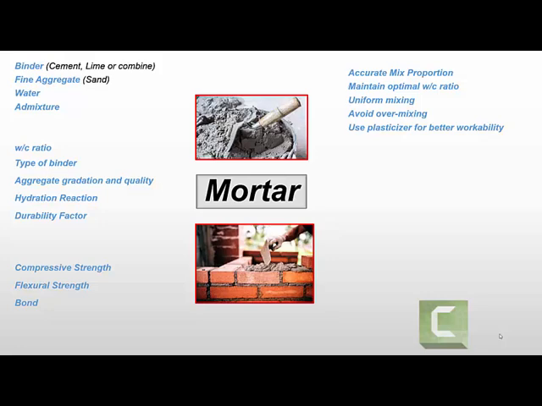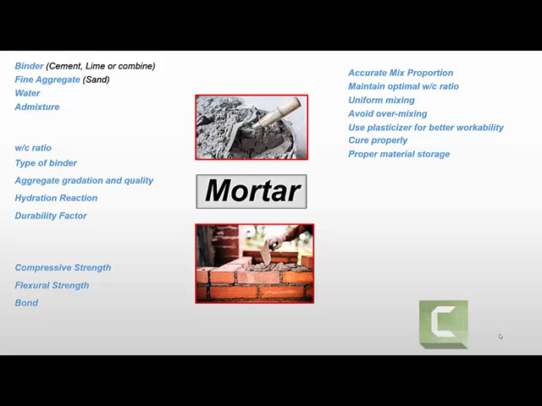Then curing. If we perform all things right but do not cure properly, then mortar will not give the desired strength. So a minimum of 7 days curing should be performed. Then storage. Storage of material is also important: cement, sand, and then clean water, or any admixtures if we use them.